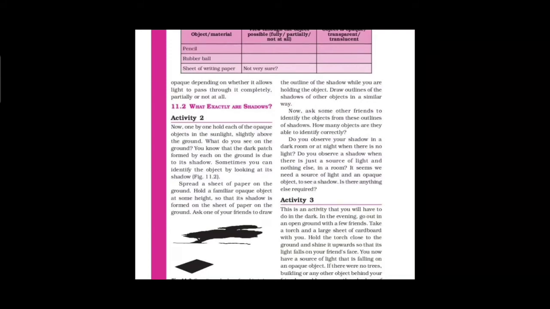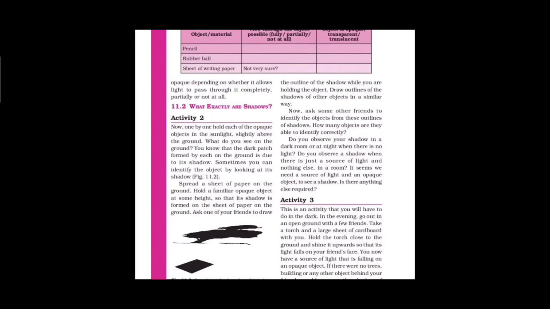You collected some objects, right? So now take one object at a time and hold it in your hand in the sunlight, slightly above the ground. What do you see on the ground? While placing the object at the top, what will you see on the ground? A shadow, right? There will be a dark patch formed by each object on the ground. That is due to the shadow.